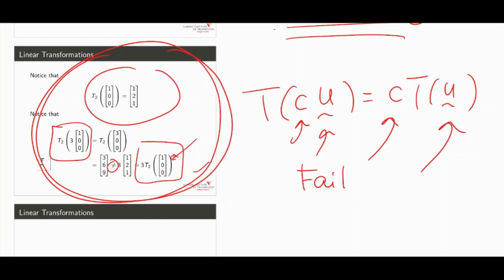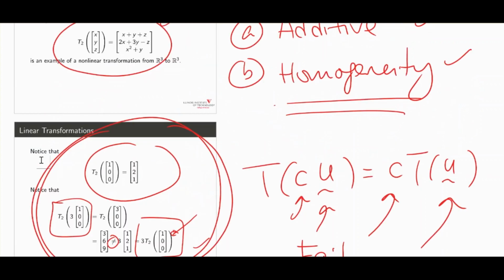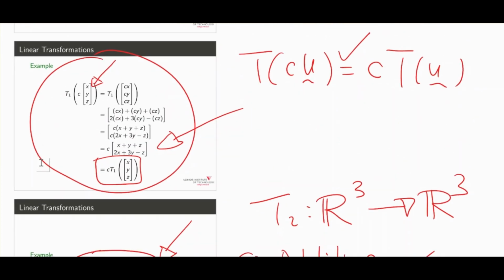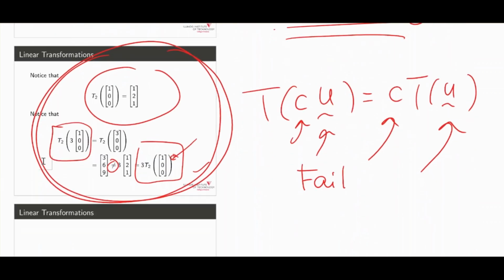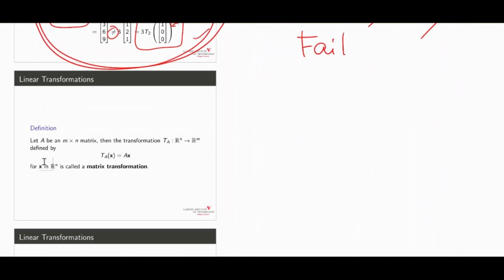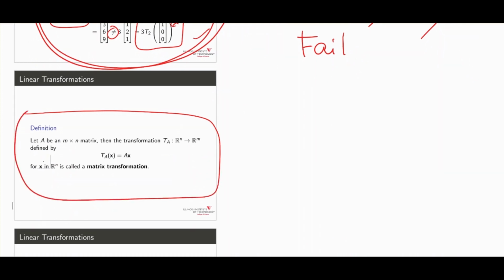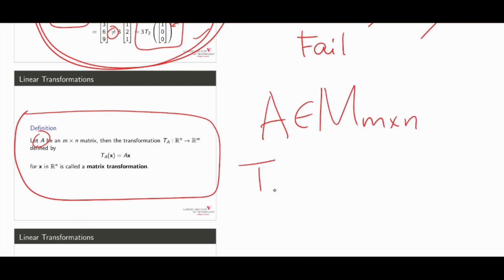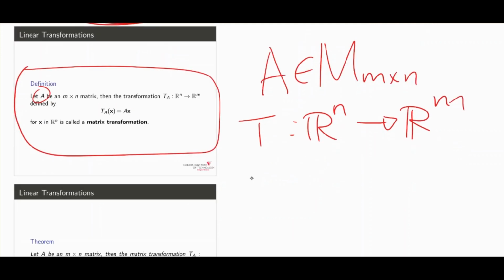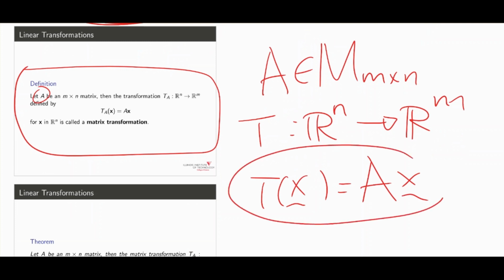So you can argue by example when you try to negate something, but trying to show something is a linear transformation, for example, in this case, is going to be a little bit trickier. Okay, so what is a matrix transformation then? Let's look at this definition. A matrix transformation is a type of transformation that is in this form. The definition says that if you have a matrix A of size m by n, and a transformation from Rn to Rm that can be written in the form T(x) = Ax, then this kind of transformation is called a matrix transformation.